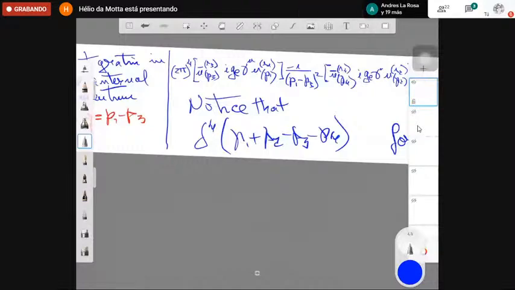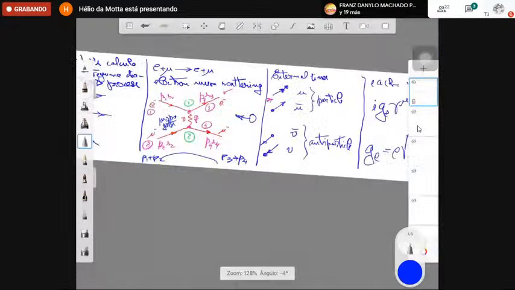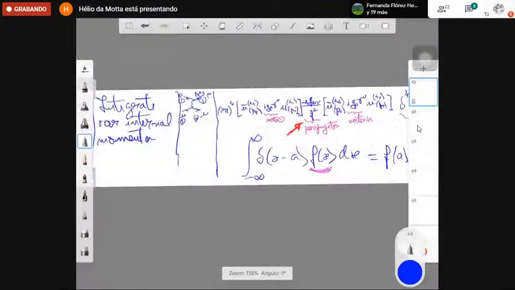So P1 plus P2 equal to P3 plus P4. So this is a conservation of the quadri momentum. That's exactly what we have here. See? So the quadri momentum and the energy means the P1 plus P2 must be equal to P3 plus P4. And that's exactly what it shows here. Yeah?